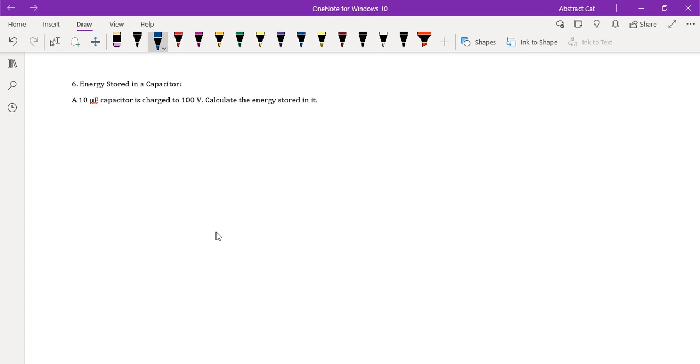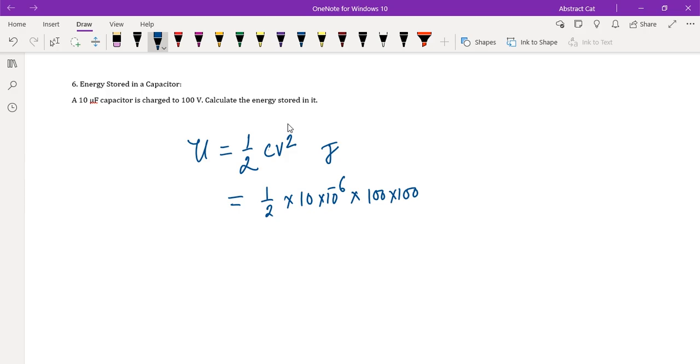Number 6. If a 10 microfarad capacitor is charged to 100 volt, calculate the energy stored in it. So the energy formula U is equal to half CV square. That's a basic formula actually. Okay, that's in joule. Half, C is given 10 microfarad, 10 into 10 to the power minus 6, and 100 volt means 100 times 100. So we get 5 into 10 to the power minus 6 into 10 to the power 4. So we get 5 into 10 to the power minus 2 joules. Okay, that's a very easy numerical.